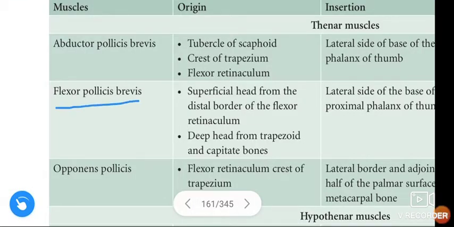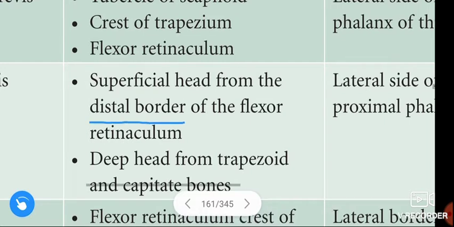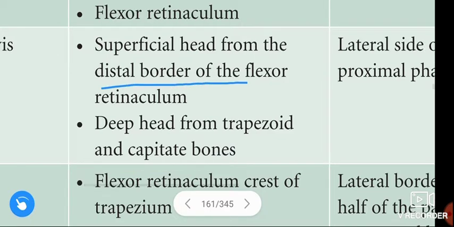Next, flexor pollicis brevis origin. Flexor pollicis brevis has two heads, superficial head and deep head. First, the superficial head from the distal border of the flexor retinaculum. Deep head from the trapezoid and capitate bones.